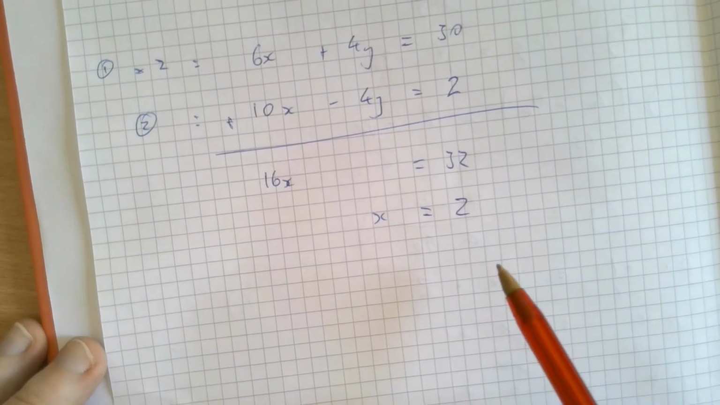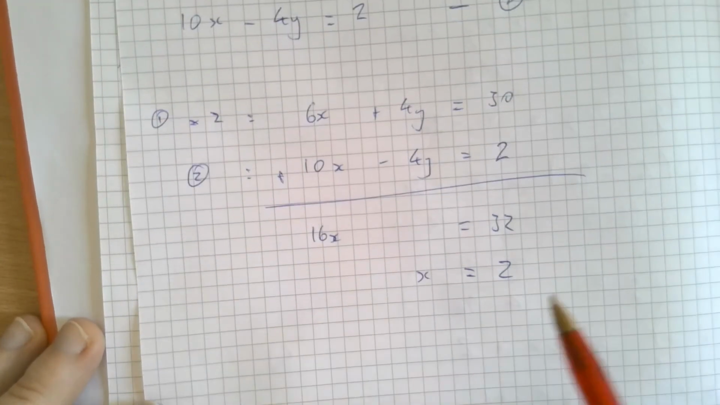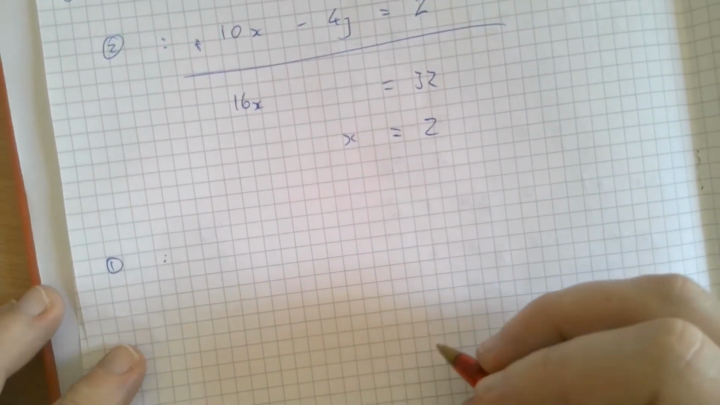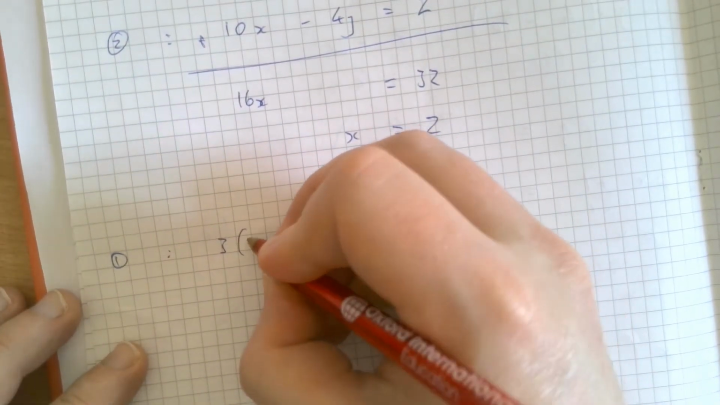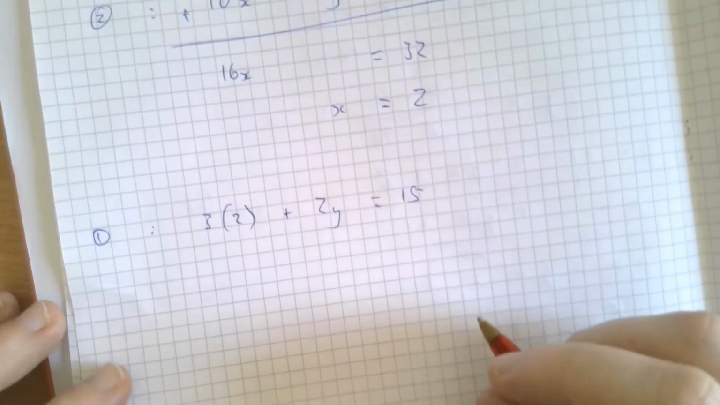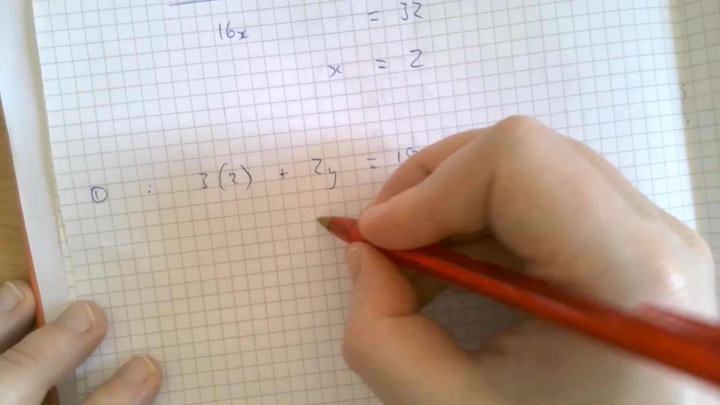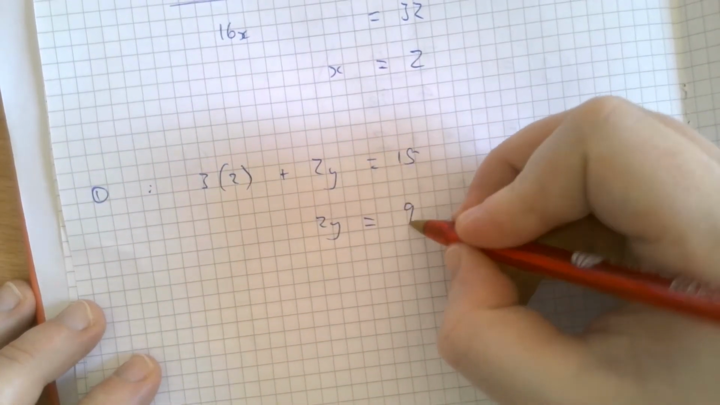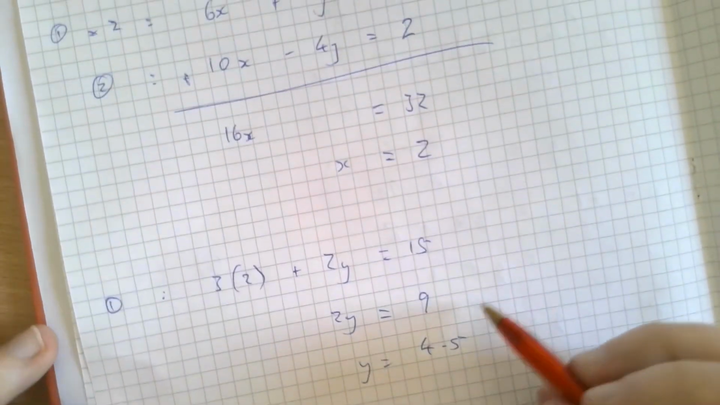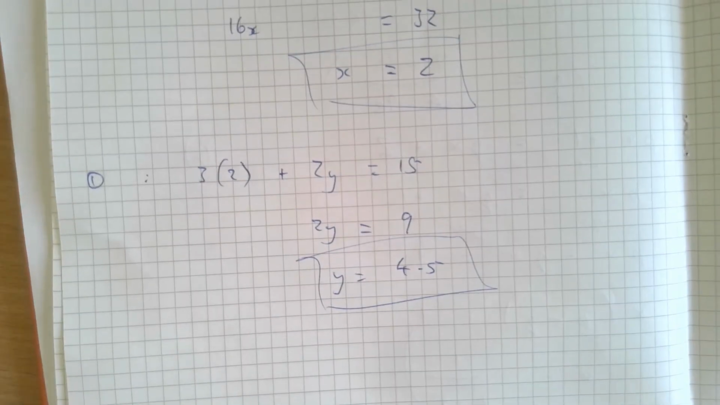So if I substitute that into, let's say, equation 1, the numbers are relatively small. So it's 3 times 2 plus 2y equals 15. That's 6. Take away 6 from both sides. 2y equals 9, so y equals 4.5, or 9 over 2. So those are my pair of solutions for the second equation.